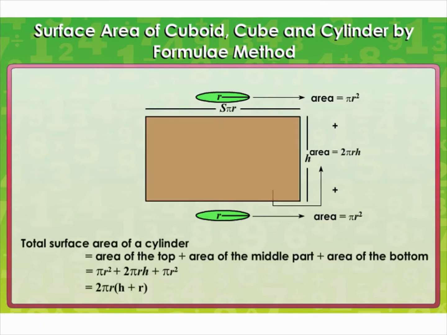Total surface area of a cylinder is equal to area of the top plus area of the middle part plus area of the bottom, equal to pi r squared plus 2 pi r h plus pi r squared, which is equal to 2 pi r into (h plus r).